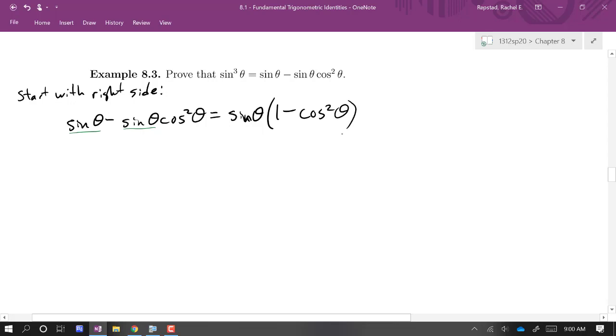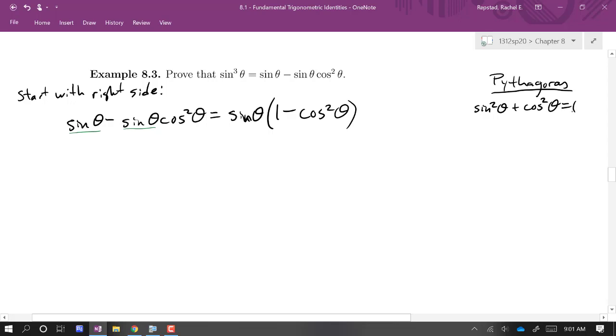Now, in this section, we don't have a ton of identities. We have those basic definitions about what's the reciprocal of what, and we have the Pythagorean identities. And whenever I see a function squared, I know it's possible to work Pythagoras in somehow. So I'm going to do a little side work here and just remind myself that sine squared theta plus cosine squared theta is equal to 1.